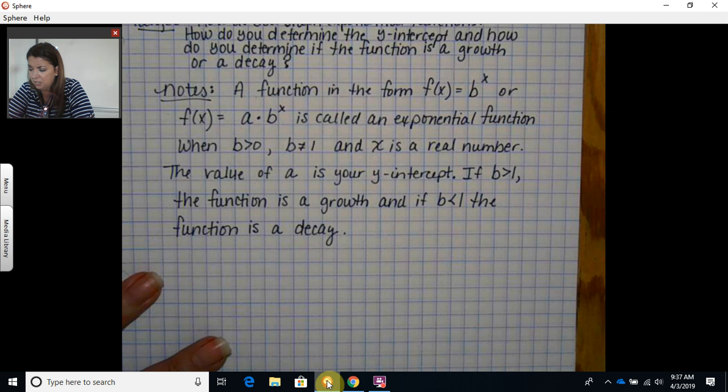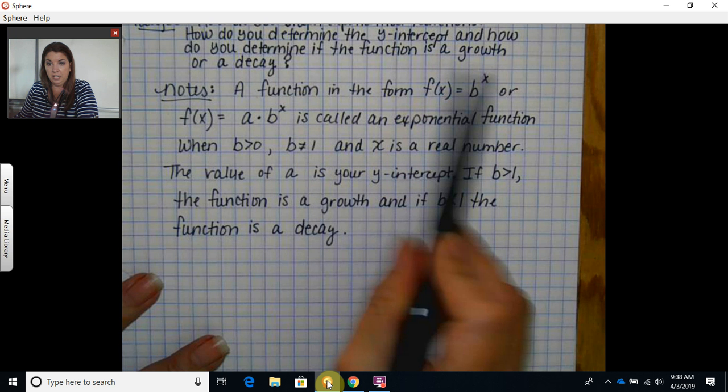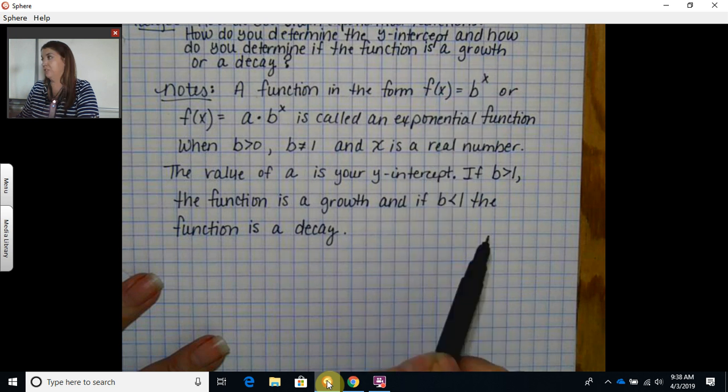So pretty much we answered everything in the target already. The only thing we did not answer is how do you graph exponential functions. How do you determine the y-intercept? We already said the value of a is your y-intercept. How do you determine if the function is a growth or a decay? We said that as well. If b is greater than 1, the function's a growth. If b is less than 1, the function's a decay. So now I'm going to teach you how to graph it. All right? Anybody have questions so far?